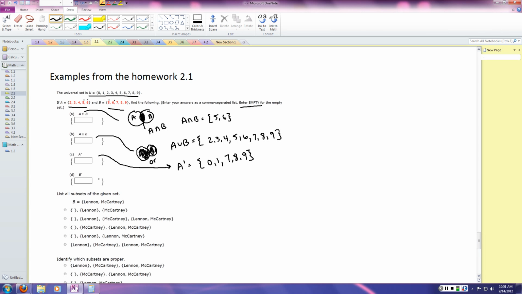B naught is all the elements in the universe that are not in B. So B naught is going to end up being 0, because 0 is not in B, 0, 1, 2, 3, 4, but 5, 6, 7, 8, and 9 are in B, so they're not going to be in B naught. So hopefully this makes sense. You have to put commas in between these, so you'd list this as 5, 6. Again, your numbers might be different, so look at that.